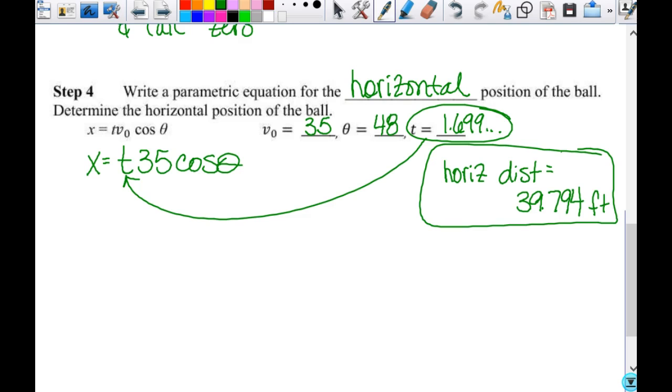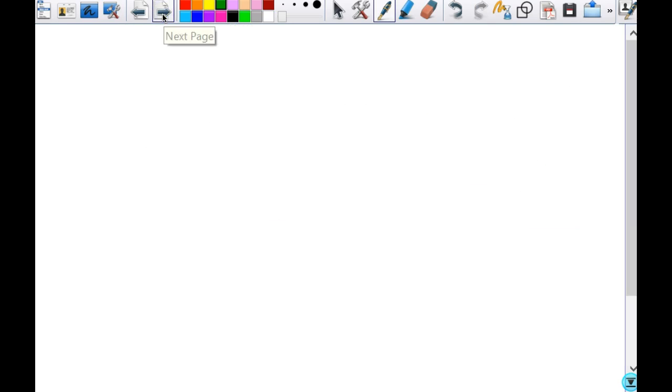It says Julie is throwing a ball at an initial velocity of 28 feet per second and an angle of 56 degrees with the horizontal from a height of 4 feet.